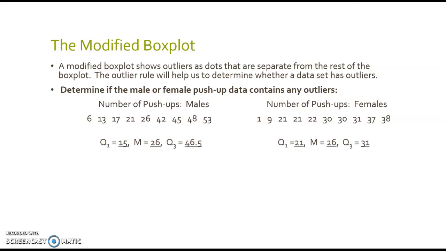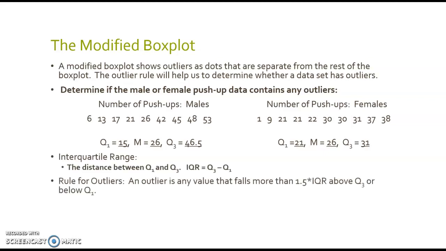So we had gotten for the males a Q1 of 15 and a Q3 of 46.5, and for the females, a Q1 of 21 and a Q3 of 31. We want to find the interquartile range by subtracting Q3 minus Q1. For the males, that would be 46.5 minus 15, and that will give me the interquartile range. I'm going to multiply that by 1.5, and then subtract that from Q1 to get the lower boundary. I'm going to do the same thing for the females.